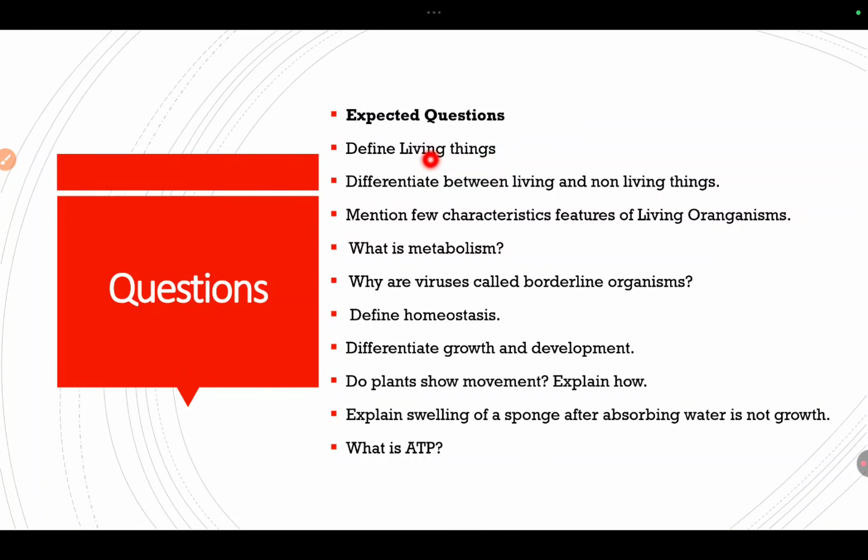And just as a closer, here are some expected questions that may come in your midsem or endsem. First, define living things and differentiate between living and non-living. Mention a few characteristic features of living organisms. What is metabolism? Why are viruses called borderline organisms? Define homeostasis. Differentiate growth and development. Do plants show movement? Explain how. Explain why the swelling of a sponge after absorbing water is not growth. And what is ATP?